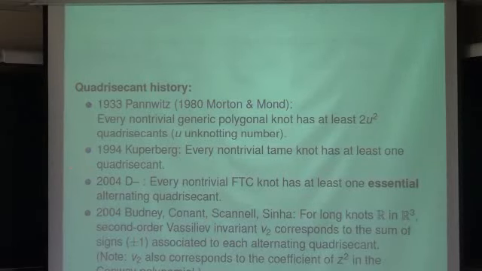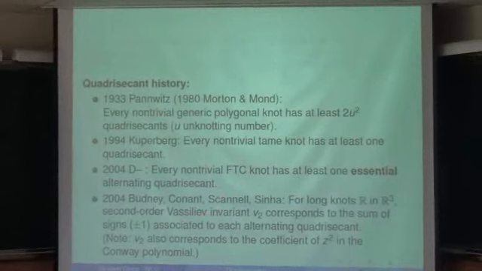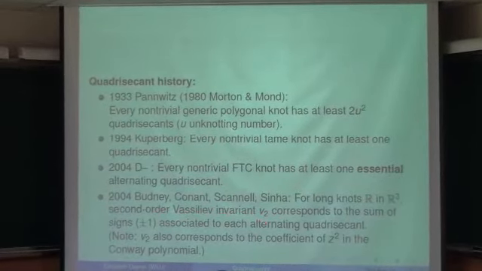At the same time that I was proving this, there's a very interesting result by Ryan Budney and Jim Conant and Dev Sinha about alternating quadrisecants. They were looking at long knots in R^3. So these are knots where the ends go off to infinity, and then you have the knot in the middle. And they proved that you associate a plus or minus 1 to each quadrisecant, you add them up, and it corresponds to the second order Vassiliev invariant.